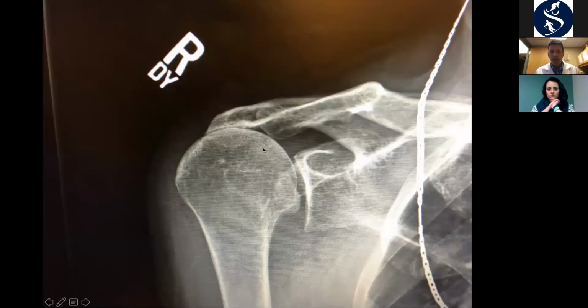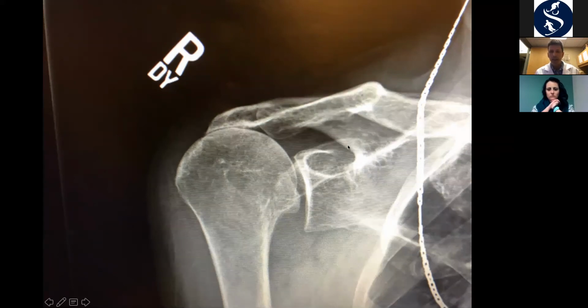So here we can see that here's the ball, here's the socket, large bone spurs down here. And there's normally a big space between this bone, the acromion, and the ball. It's about a half inch space, because in that space is our rotator cuff tendons. But in this patient, there's no space. Their ball is actually rubbing on this bone above. And that tells us they have a massive tear.